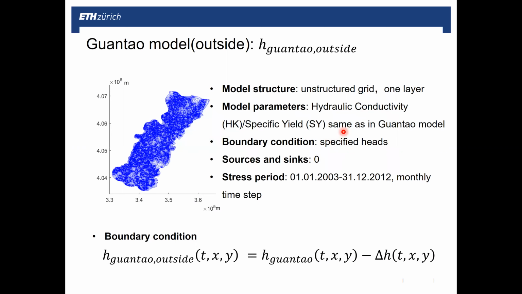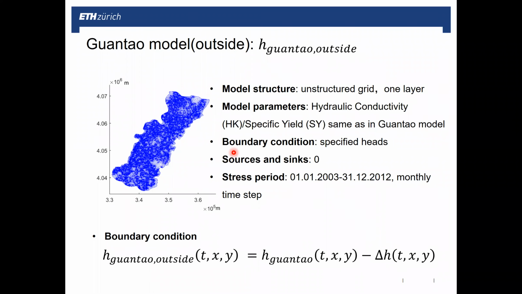And for the outside Guantao model, because we only focus on the Guantao area, the model area is the same as the Guantao model, and the parameters are also the same. The only difference is the boundary conditions. Because we know the delta H from the large model, and we also have the observation data, we use the observation data minus the delta H, and we can get the groundwater level influenced by the outside drivers on this Guantao boundary.